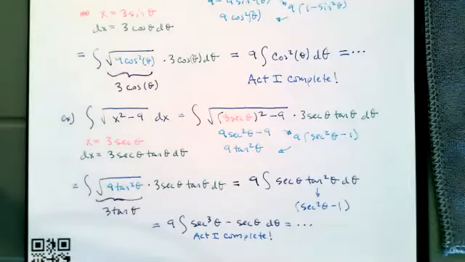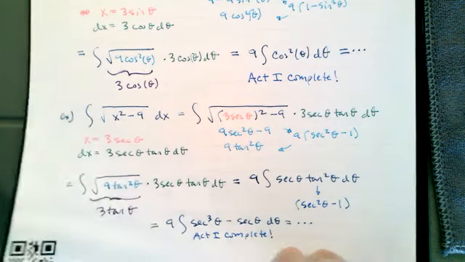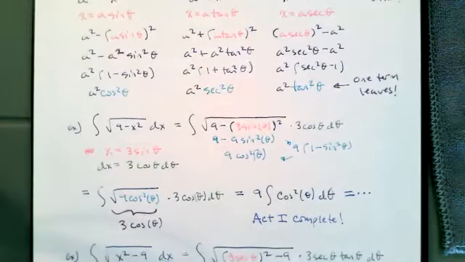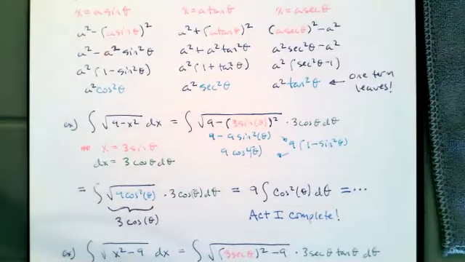Any questions? All right. So you've got to remember in trigonometric substitution, you got to remember what the point is. And the whole point is using these Pythagorean identities to go from two terms down to one term.